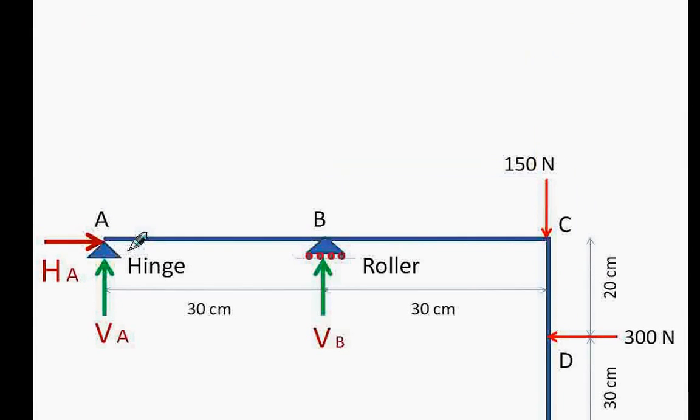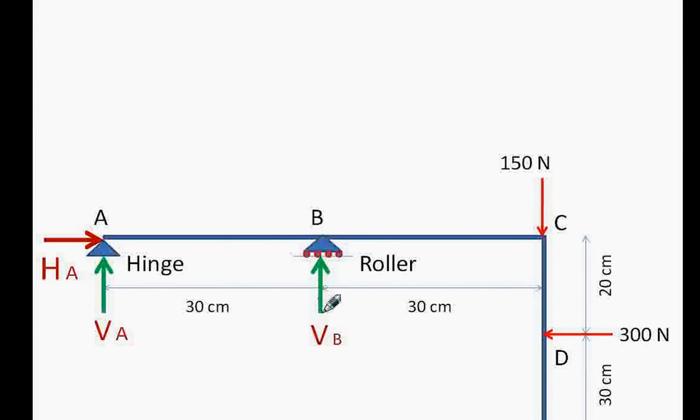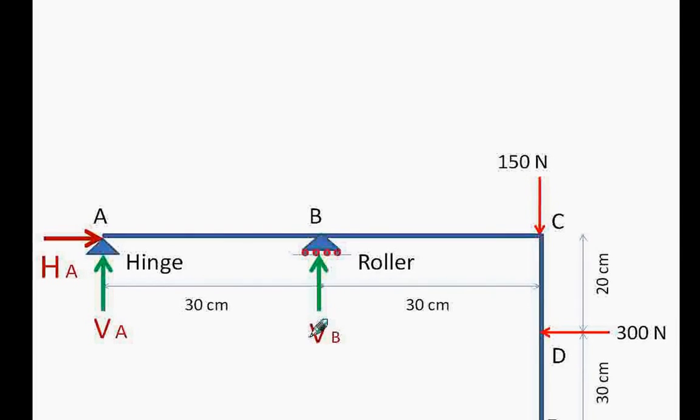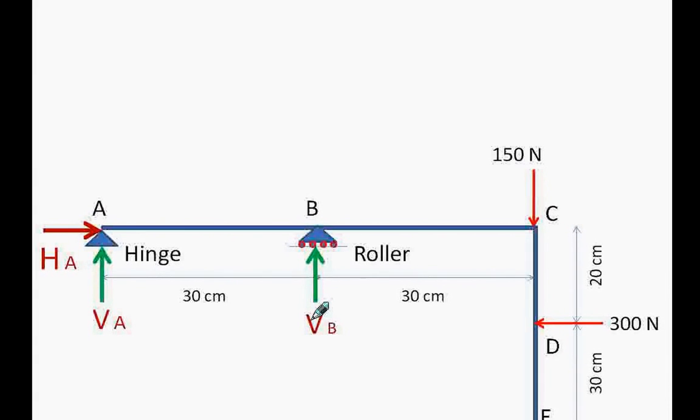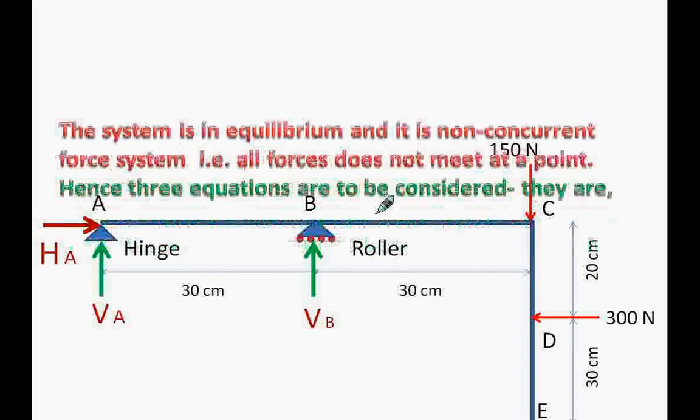So what are the unknowns here? Since it is a hinge, it has to take the vertical force and the horizontal force. These are the two unknowns. These are the types of supports actually. A hinge is capable of taking two, whereas a roller is capable of taking only one vertical load, VB. So HA and VA are the reactions at A which are asked to calculate, and VB is the reaction at B acting on the roller.